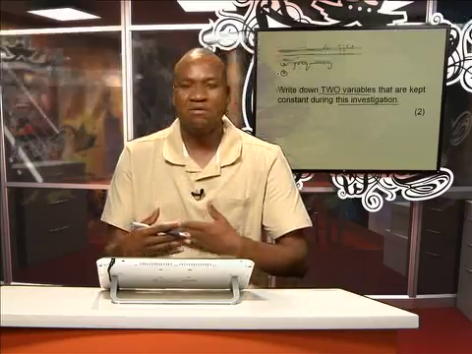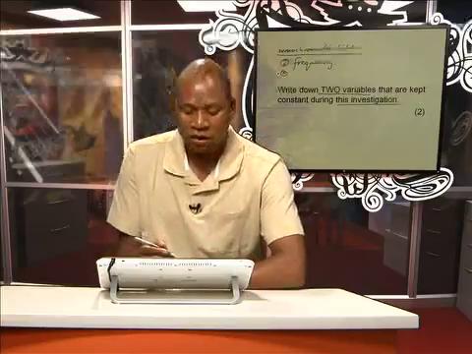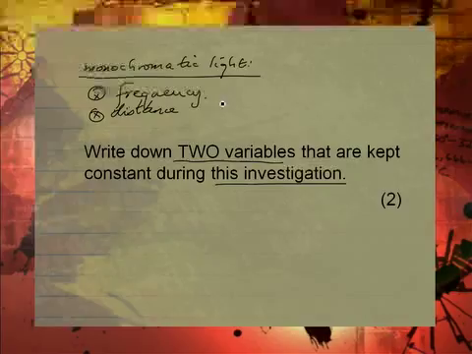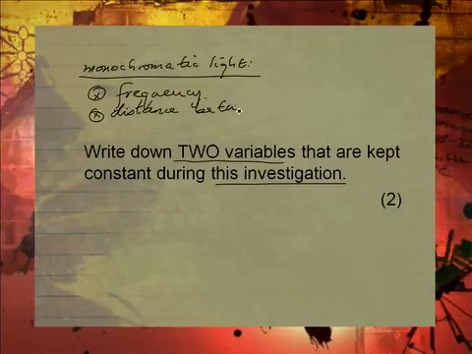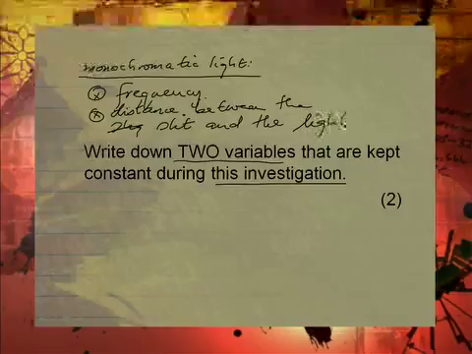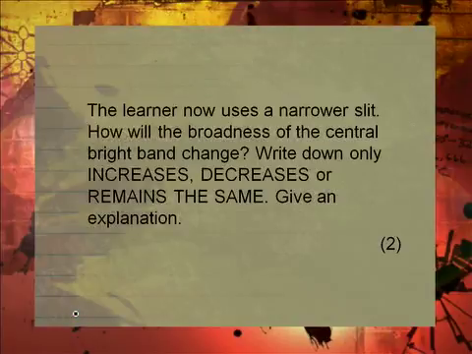The next one that you are keeping controlled or constant is what? Is the distance of your light source to the slit. Okay, so the distance between the slit and the light source. Okay, those are the two variables that we're keeping constant.